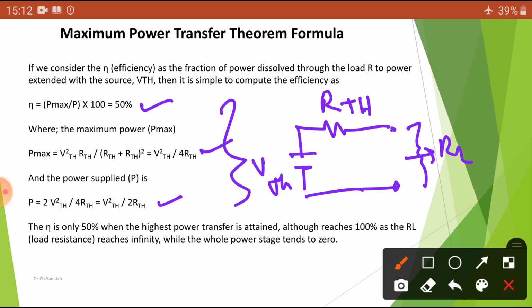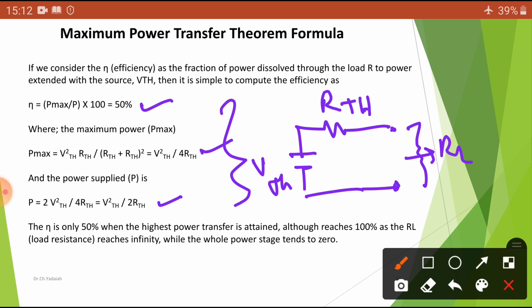The maximum power transfer theorem is the same as the definition we have seen previously. Just remember that a resistive load will extract the maximum power from a network when the load resistance equals the resistance of the network as viewed from the output terminals. Okay, so that is the definition. Now, based on this, what is the condition?